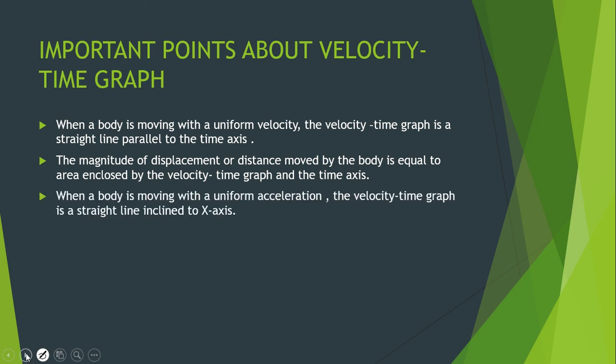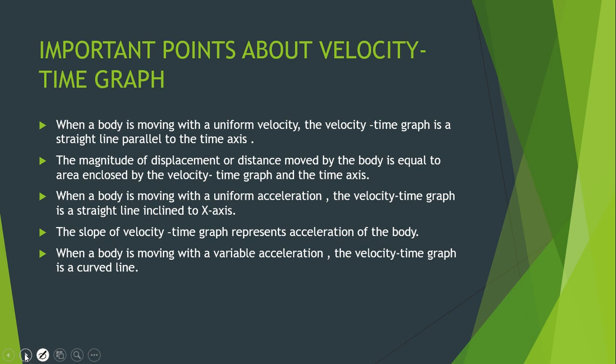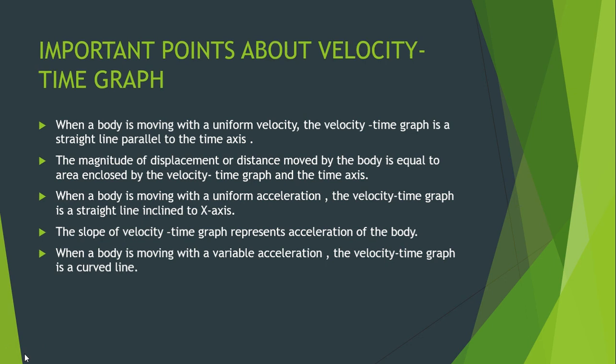When a body is moving with a uniform acceleration, the velocity time graph is a straight line inclined to the x-axis. And the slope of the velocity time graph represents the acceleration of the body. And when a body is moving with variable acceleration, the velocity time graph is a curved line.